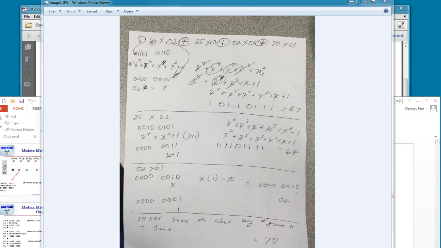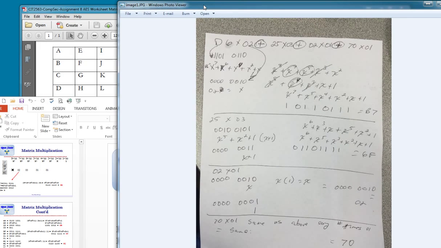Now we get to the third part here, the 0, 2 times 0, 1. Well, 0, 2 ends up being 0, 0, 0, 0, 0, 0, 1, 0. So just plain old x. 1 is 0, 0, 0, 0, 0, 0, 0, 1. X times 1 is x, so basically it's the same thing. Since we started with the 0, 2 times 0, 1, we end up with the 0, 2. It does not change. The same for the next one, 70 times 0, 1. Any number times 1 is itself. So 70 times 1 is 70. So this 0, 2 and the 70 stay the same.